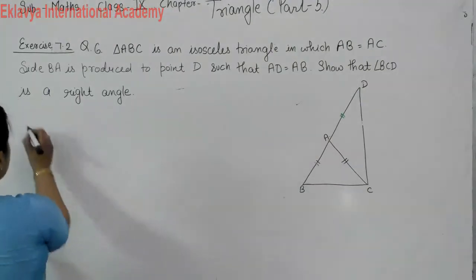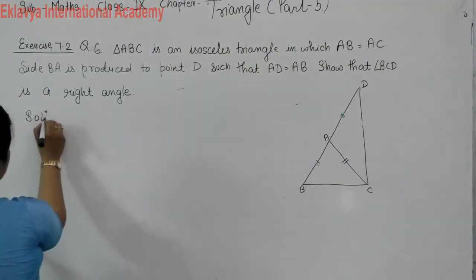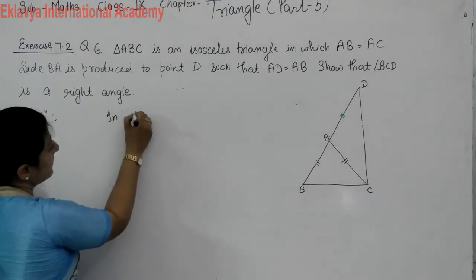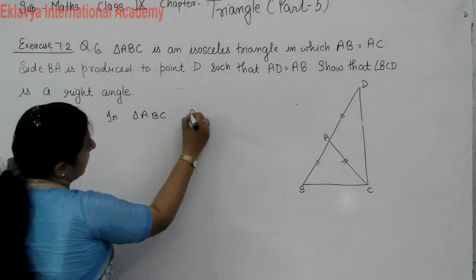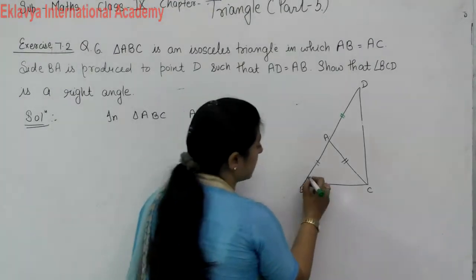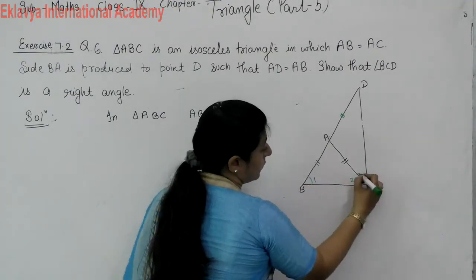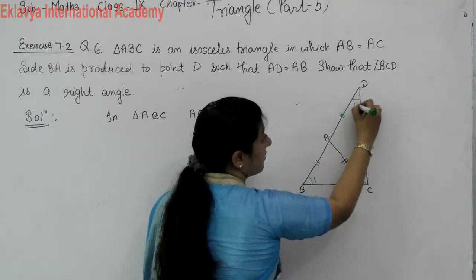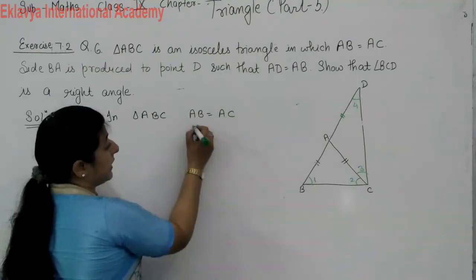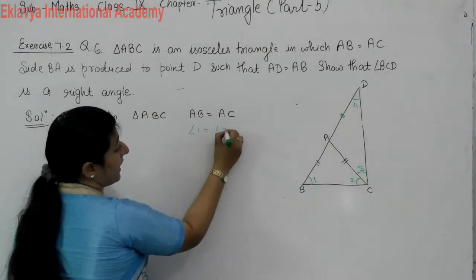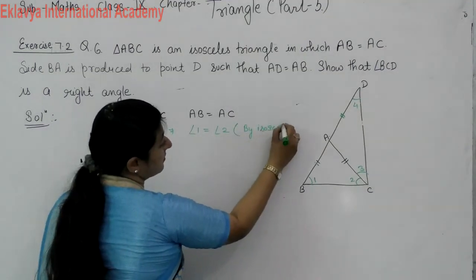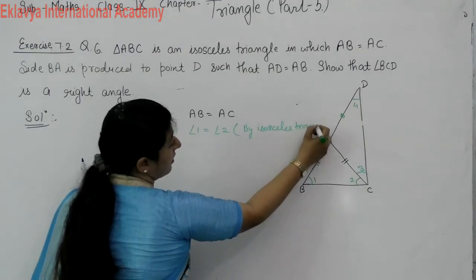So in this figure, we start our solution. What is given to you? In triangle ABC, AB is equal to AC. I divide all the angles like this: 1, 2, 3, 4. In triangle ABC, AB is equal to AC. It means angle 1 is equal to angle 2 by isosceles triangle property.